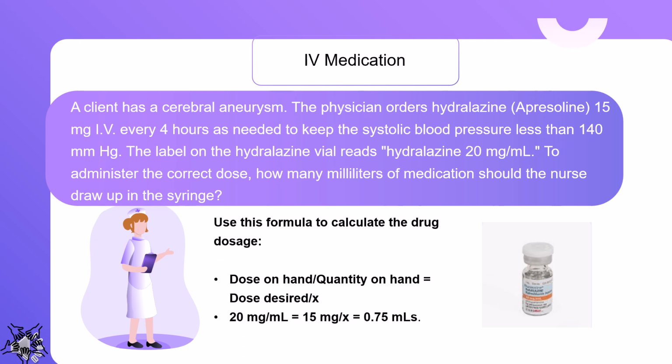Use this formula to calculate the drug dosage. Dose on hand divided by quantity on hand equals dose desired divided by x. 20 milligrams per milliliter equals 15 milligrams divided by x. X equals 0.75 milliliters.